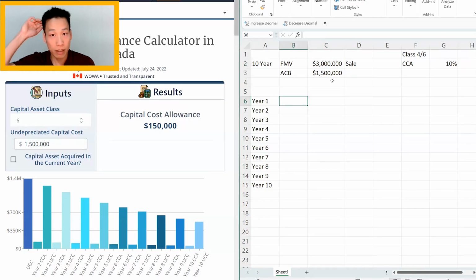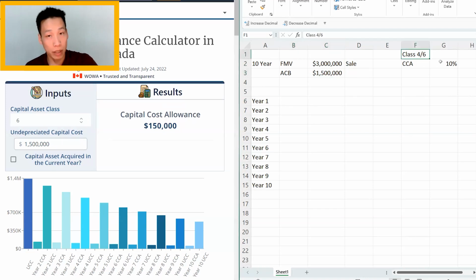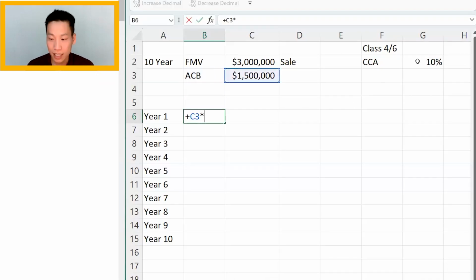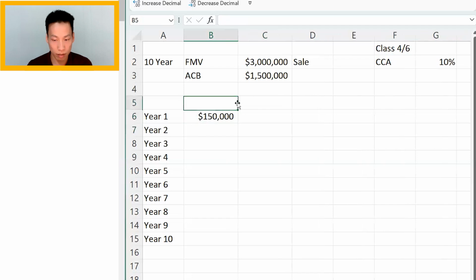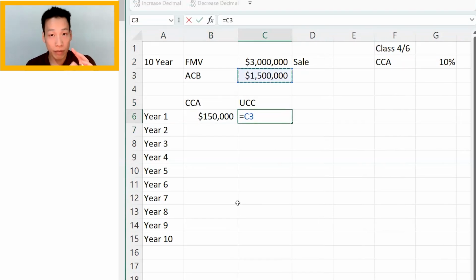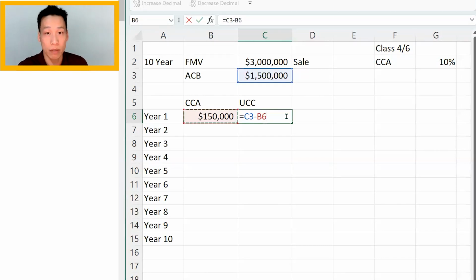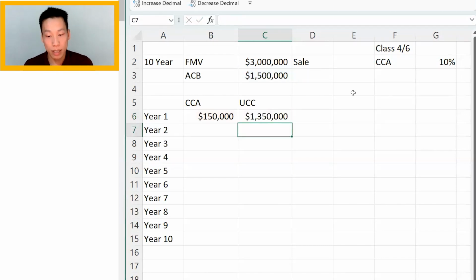So on this building, that was 1.5 million initially acquired at cost, the class of that building could be 4 or 6, and the CCA for that is 10%. What that means is, in the first year, the CCA that you're eligible to take is $150,000. And the next part is the UCC, which is whatever you paid, subtract the CCA you've taken and the tax benefit you've gotten from that, which is now 1.35 million.